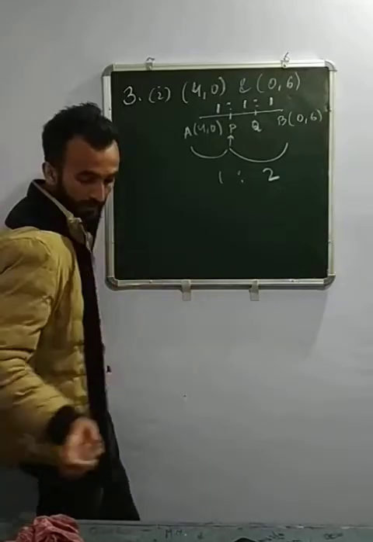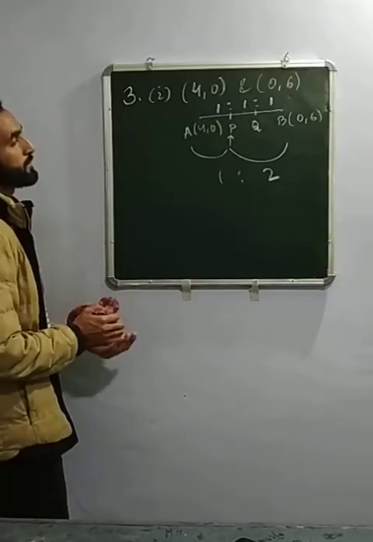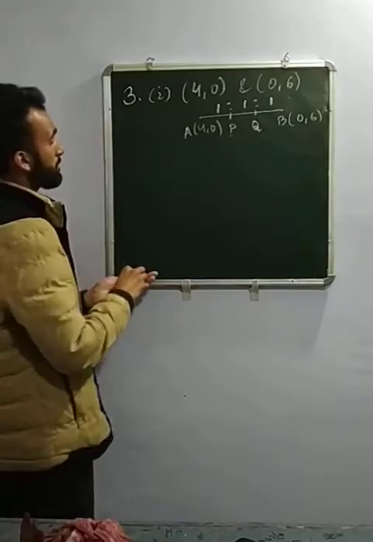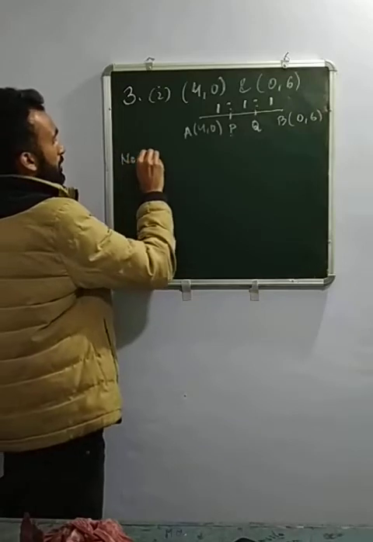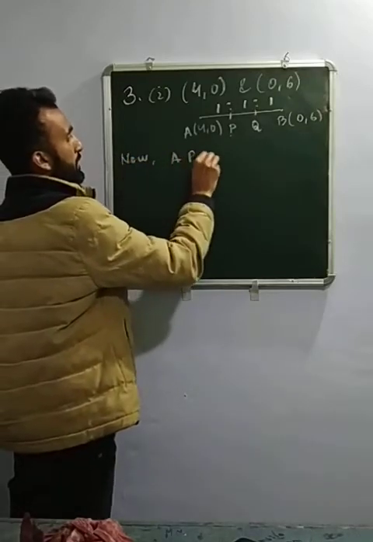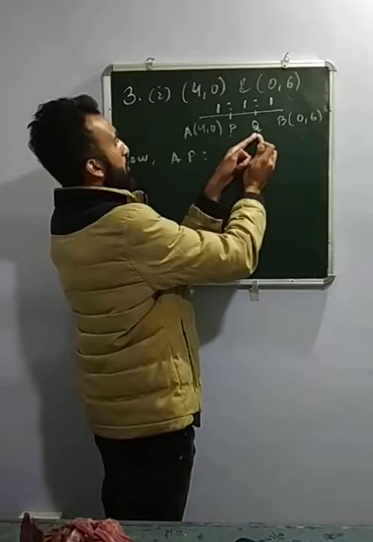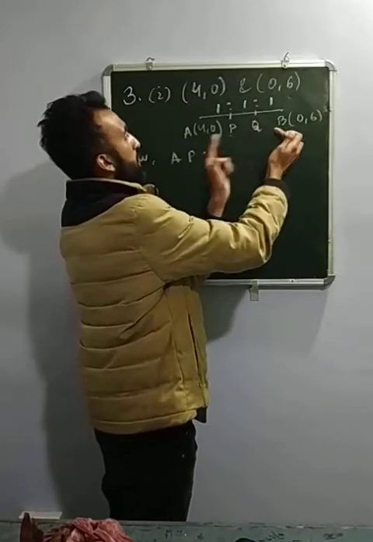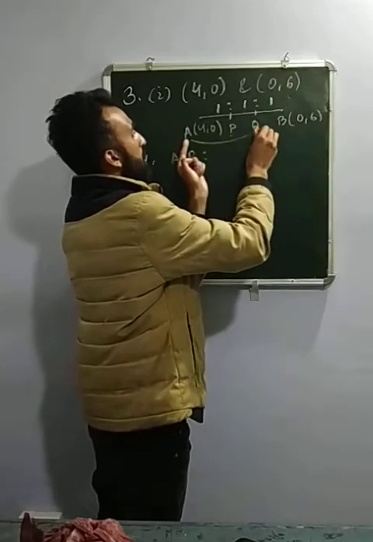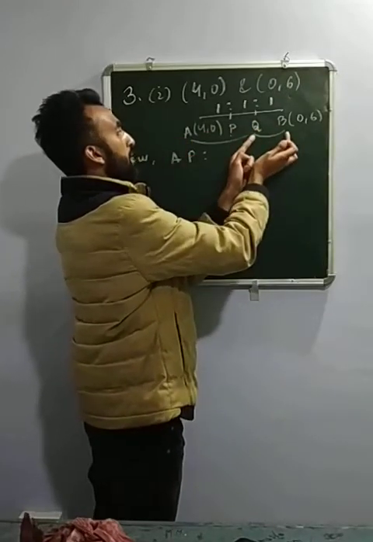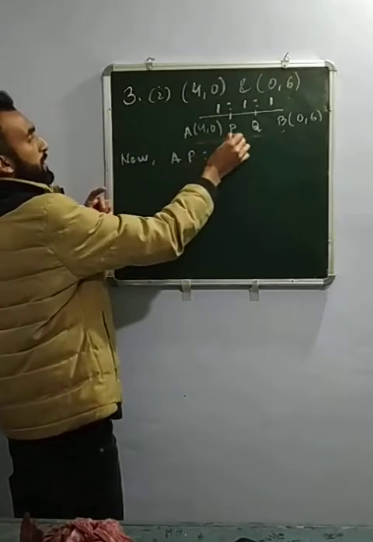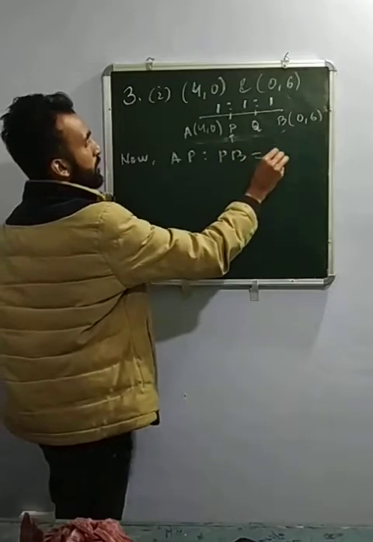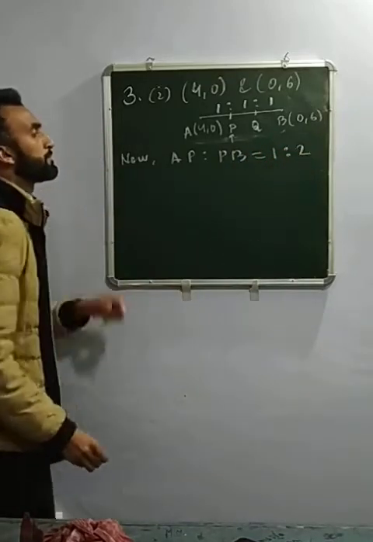Okay. Now I'm going to write that. So you can just note it down, and I'll just rub this part. Now you can find out coordinates of Q also. Suppose you want to find out coordinates of Q first, you have to assume AQ is to QB is 2:1. See, AQ and QB is 2:1. It's up to you. Now I'm going to find out coordinates of P first. So AP is to PB is equal to 1:2.